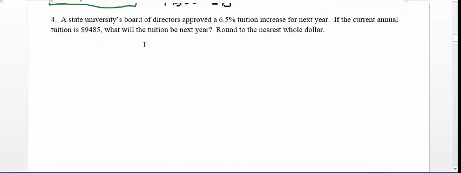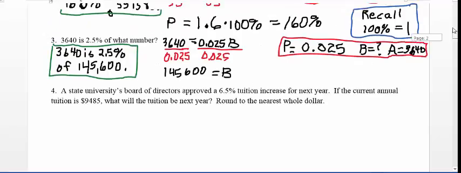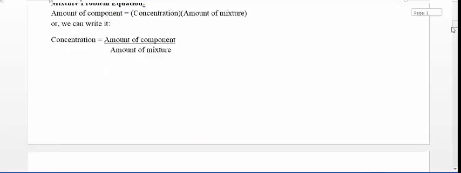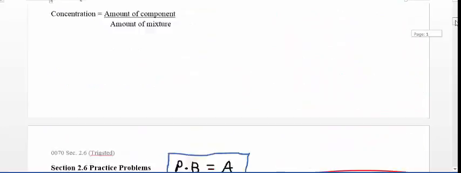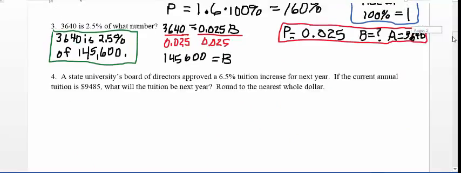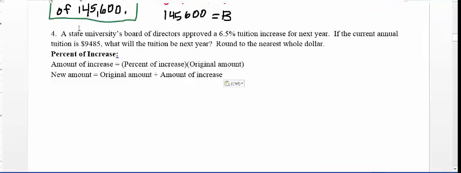A state university's board of directors approved a 6.5% tuition increase for next year. If the current annual... let's go back to the original real quick. And this is actually a percent of increase. So let's just bring that so we'll have that right before us to refer to. So if the current annual tuition is $9,485, what will the tuition be next year? Round to the nearest whole dollar.